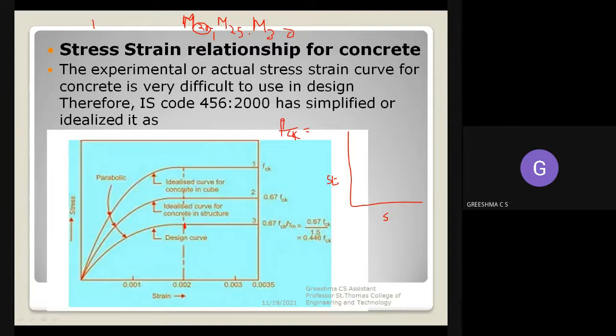M indicates the mix. So here FCK will be 20 Newton per mm square.